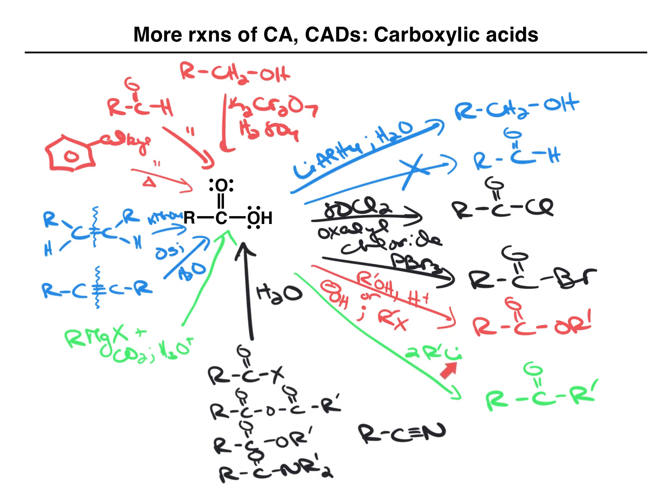So the first equivalent acts as a base and pulls off this proton. The second equivalent acts as a nucleophile and adds to the carbonyl carbon. This leads to the formation of a hydrate, which then equilibrates to give a ketone.